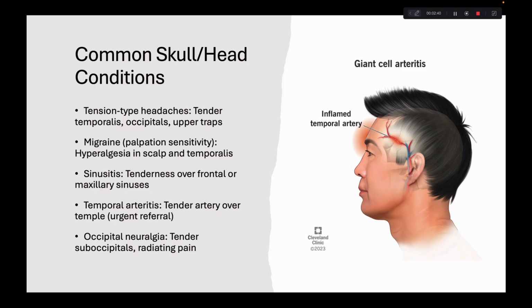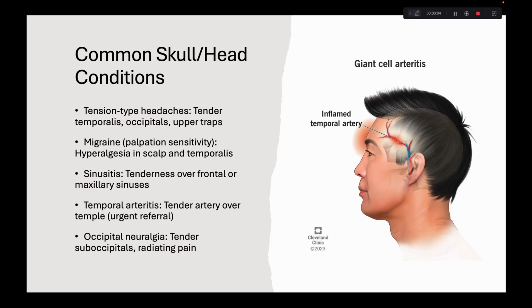So then we have sinusitis. This is inflammation of your sinuses. A lot of times with inflammation in the sinus cavity, you're going to have tenderness over the frontal or the maxillary sinus regions. And we can do sinus releases to kind of help free that up a little bit. It's not magic, but we'll help as best as we can.